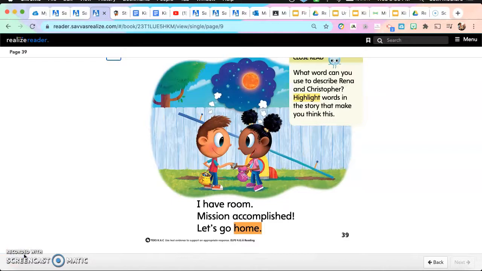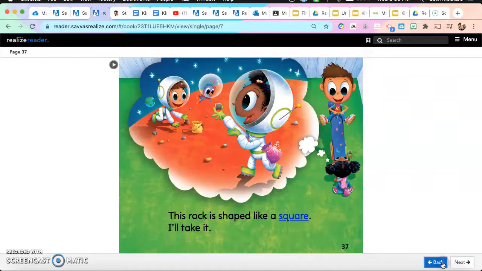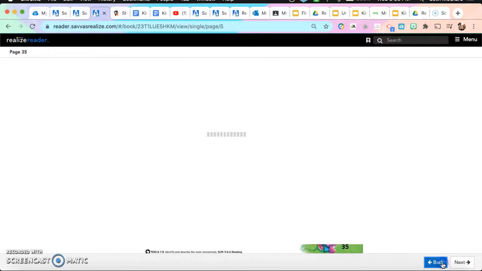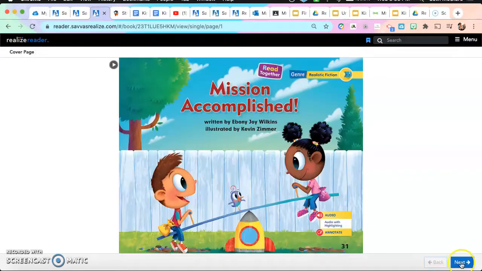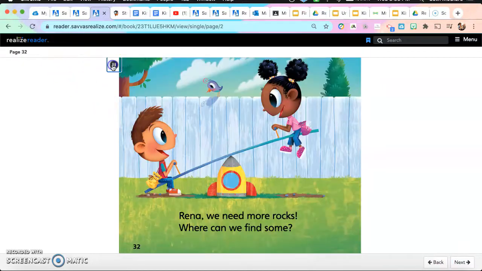I heard about two characters. Let's go back and see who the author mentions first. We're going to go back to the first page. Let's see. Raina, we need more rocks. Where can we find some? The author tells us who our first character is, Raina. So let's go ahead and write her into our graphic organizer.